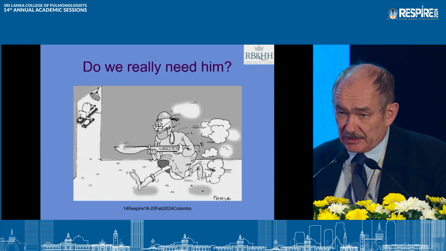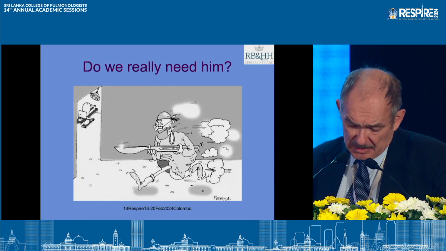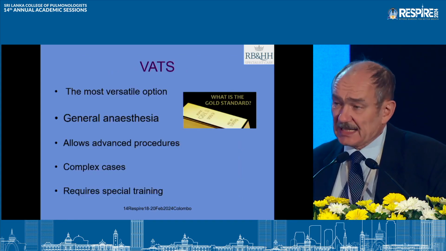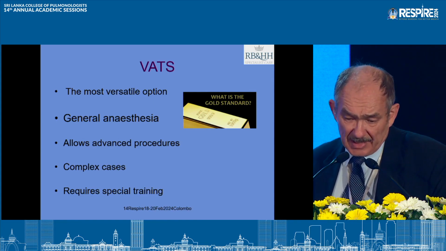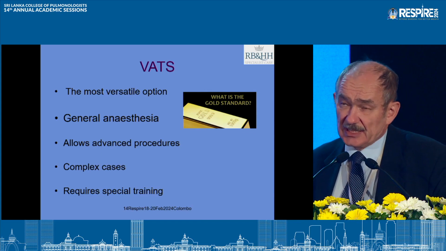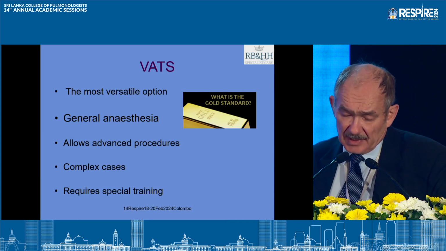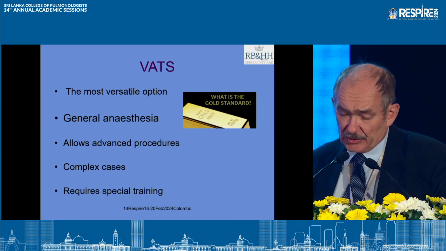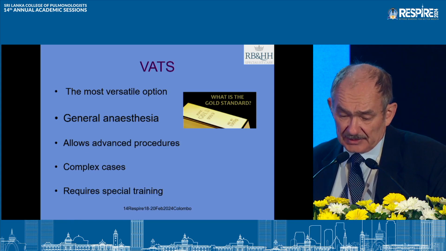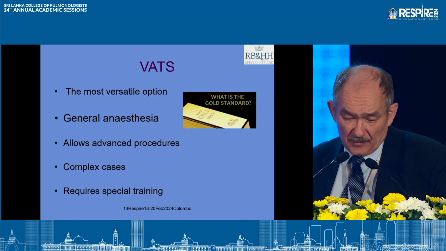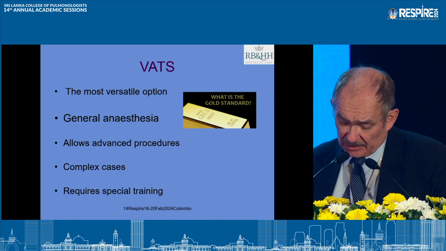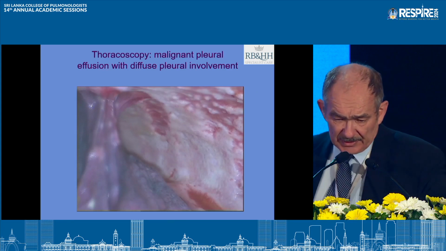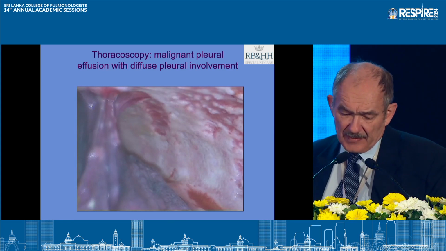So when do we really need a surgeon? Often, because VATS is still the gold standard to manage effusion and other pleural diseases, because it's the most versatile option and comfortable for our patients, because it's done under general anesthetic, and if necessary we can do a lot with thoracoscopes these days with instruments, even operate in complex cases or deal with unexpected problems which you come across during the procedure. So that's how it looks like in real life.